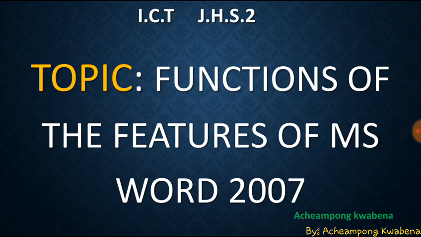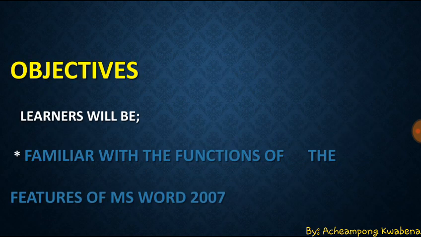Yesterday, we made mention of some of the elements such as the title bar, the standard toolbar, the formatting toolbar, the menu bar, the document or the working area, the zoom location, we have the view button, we have the status bar, and so on. So for today, at the end of this lesson, you should be able to be familiar with the functions or the features of MS Word 2007.